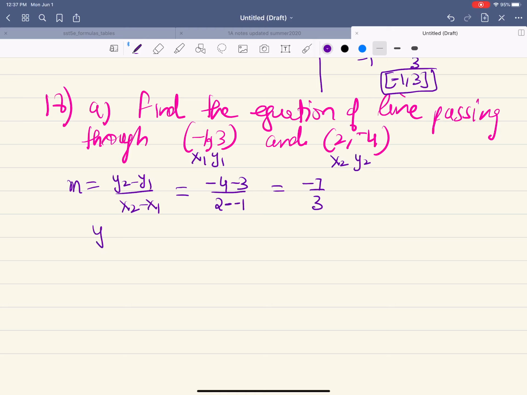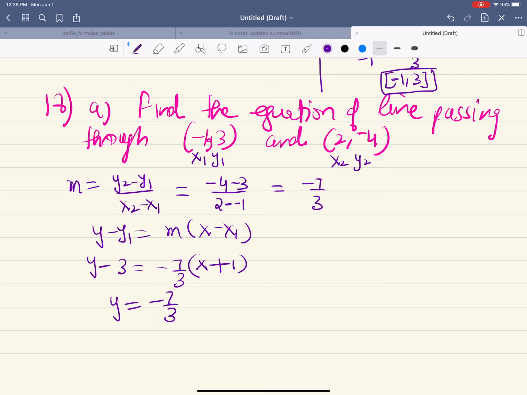That's my slope. Once you have the slope, we can use the point slope formula, which is y minus y1 is equal to m times x minus x1. At this point, it's up to you. You can use either of the two given points, the first point or the second point. It does not make a difference. At the end, your equation is going to be the same regardless of the point you use. So y minus y1, I'm using the first point, and x minus x1 would actually become x plus 1 here. Now you can distribute and simplify. It would come out to be y is equal to negative 7 over 3 x plus 2/3.